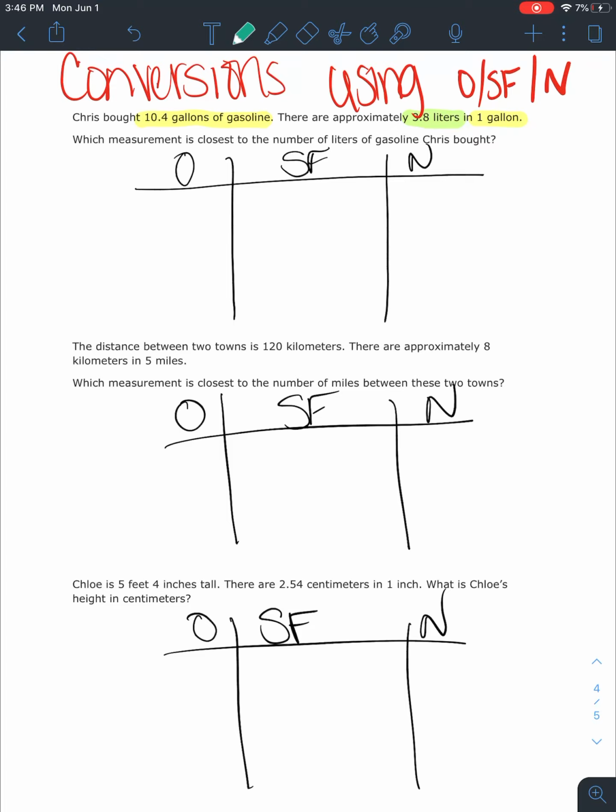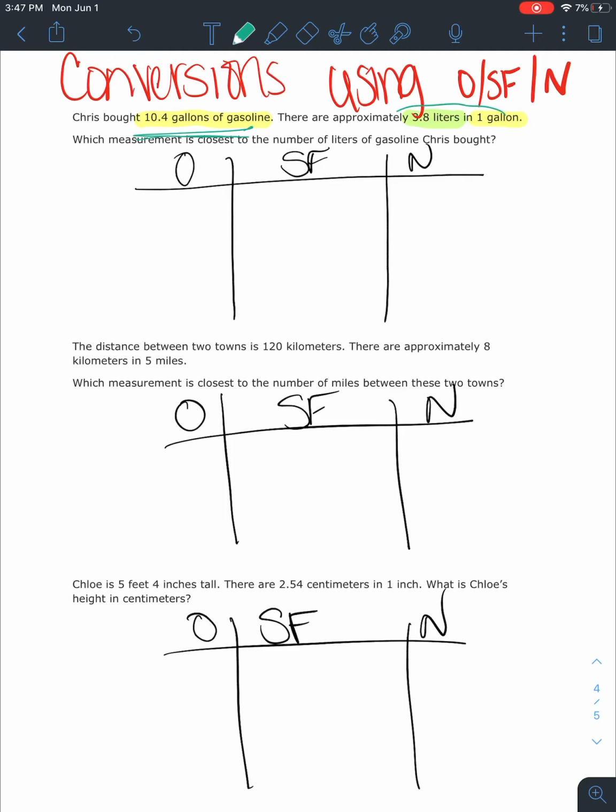So if I read this question, Chris bought 10.4 gallons of gasoline. There are approximately 3.8 liters in 1 gallon. Which measurement is closest to the number of liters of gasoline Chris bought? So when I'm looking at this, sometimes what we want to do is take this first bit of information here and put it on this side.